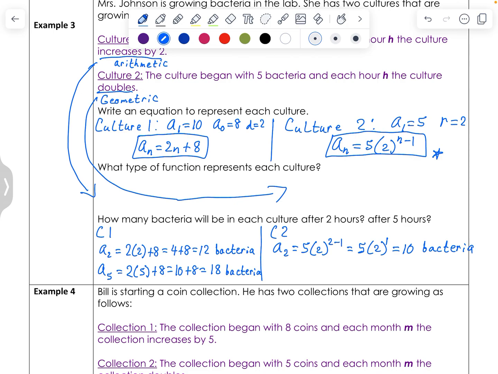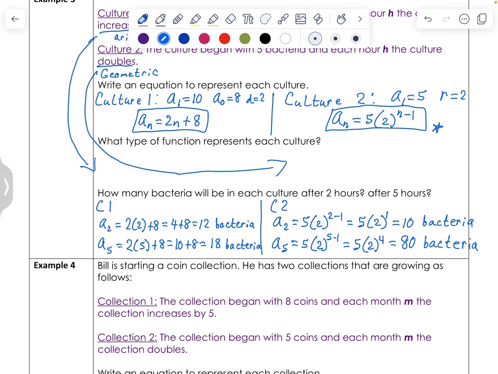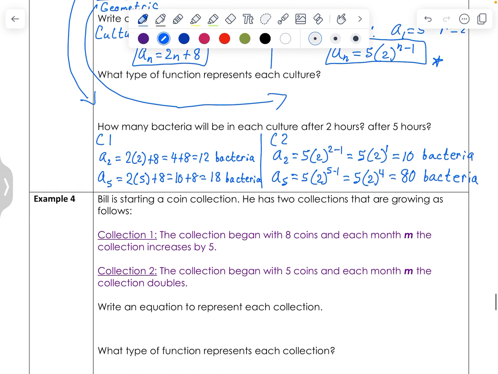Now watch how much it grows after 5 hours though. So if I do 5 hours, that'd be A sub 5 is equal to 5 times 2 to the 5 minus 1. 5 times 2 to the 4th power, and 2 to the 4th power is 16. 16 times 5 is 80. So we can just see that it is drastically different as compared to the other one, that it grows that much faster when it's geometric.